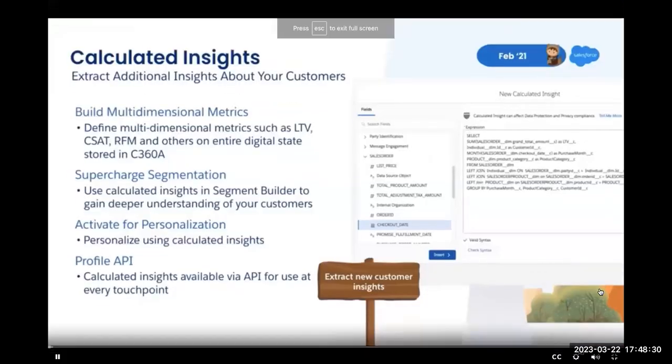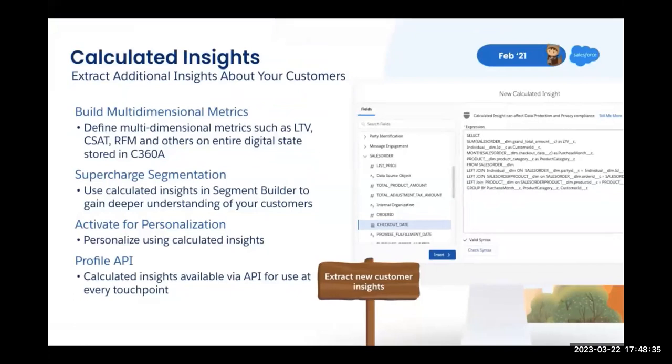There are a number of different ways of getting data in, but once you have this data, how do you actually drive insights about your customers, your segments, your products, and so on? Calculated Insights provides an analytics platform where you can define multi-dimensional metrics such as lifetime value, customer satisfaction, recency, frequency, monetary score, and quite frankly, any other calculation or score that you may need to define on top of this data.